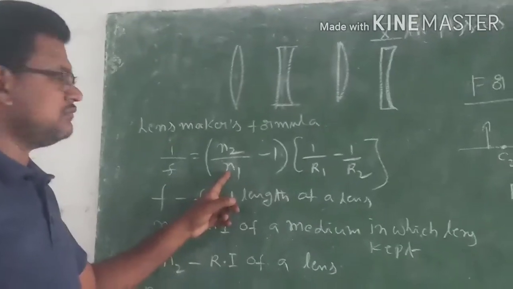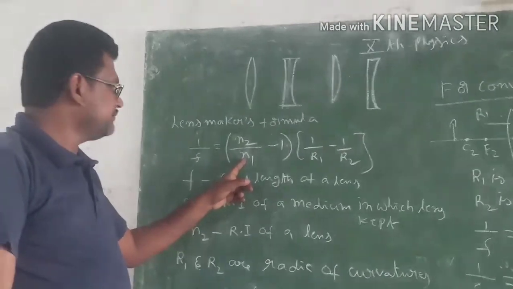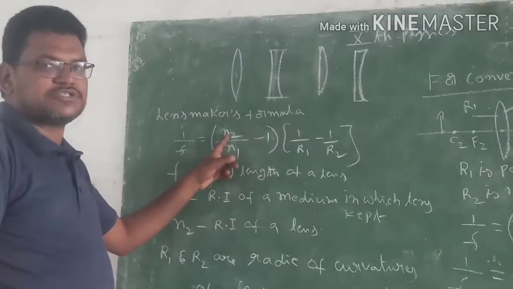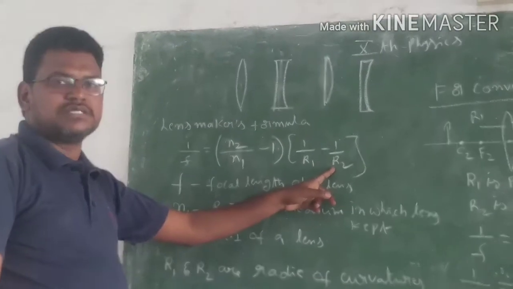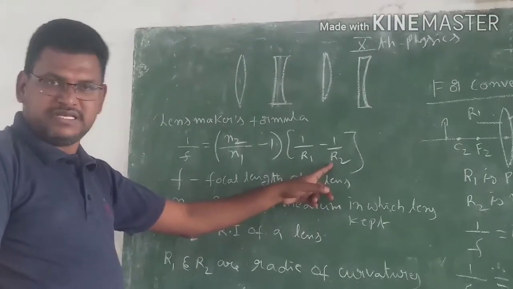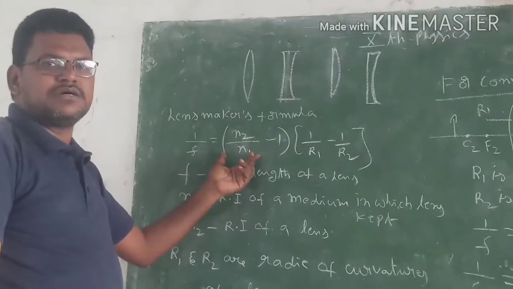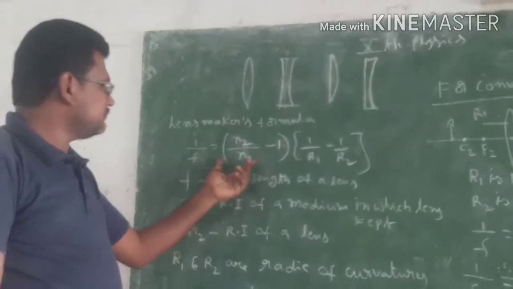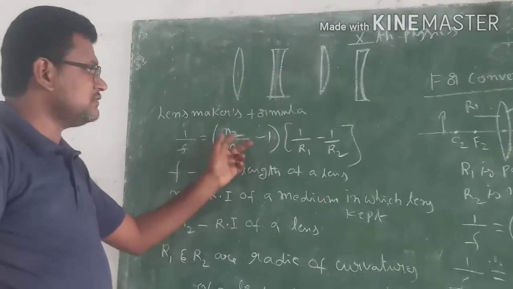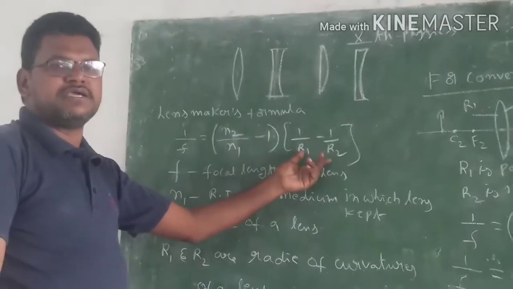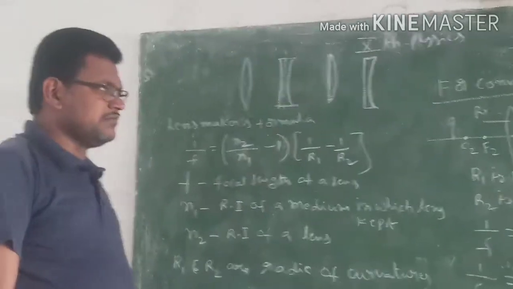Here n1 is the refractive index of the medium in which the lens is kept. n2 is the refractive index of the lens. f is the focal length. r1 and r2 are the radii of curvature of the lens. This lens maker's formula gives the relation between focal length, refractive indices of the medium and the lens, and radii of curvature of the lens. So this is the lens maker's formula.